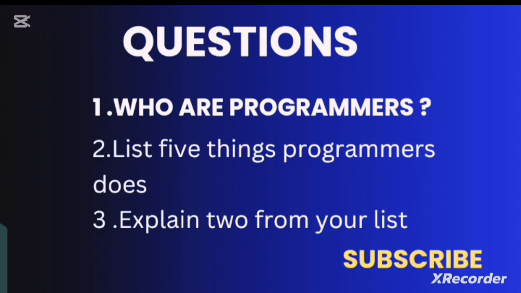So without wasting much of our time, we are going to go straight to our questions. Question one: who are programmers? Who do you think a programmer is? Question two: list five things programmers do. Question three: explain two from your list. After listing the five things programmers do, explain two out of it.